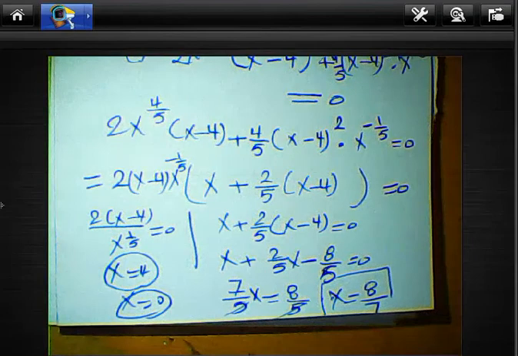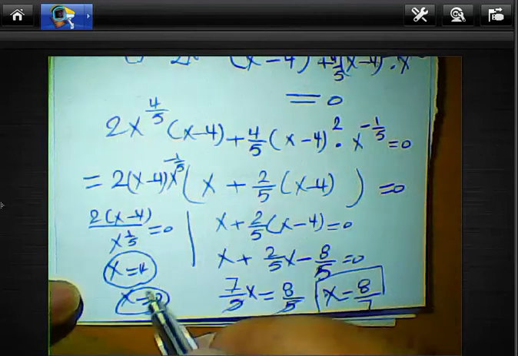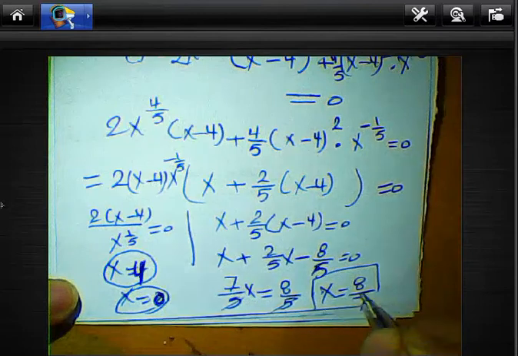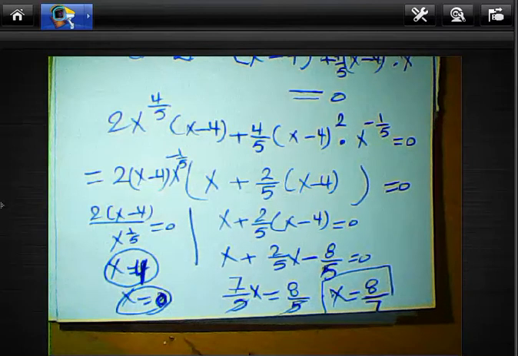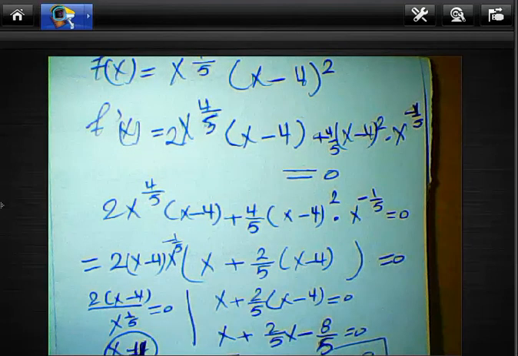All these values are critical numbers. Okay, all the digits, the critical numbers. So the critical numbers will be 4 and 0 and 8 over 7. Okay, these are the critical numbers of this function. We want to find the critical numbers of this function only. Okay.